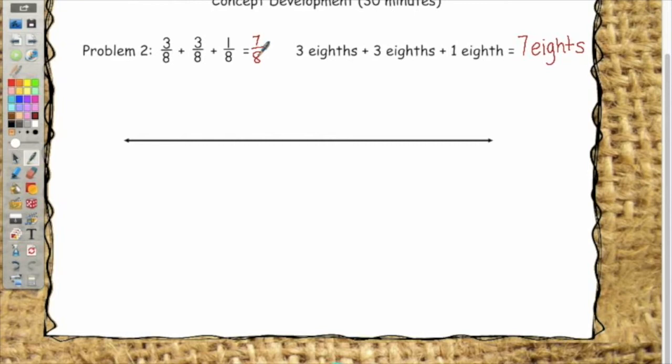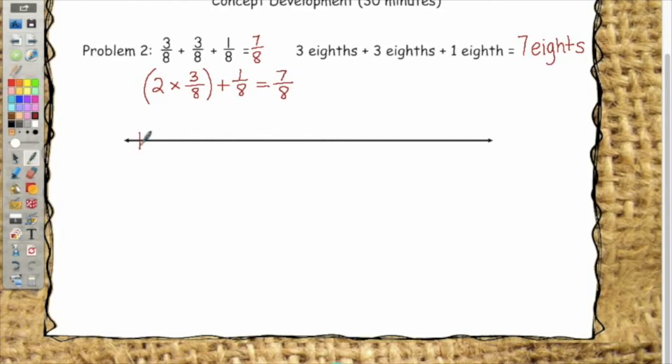I'll repeat the question. How could I use 3/8 plus 3/8 as a repeated addition, turn it into multiplication? How many copies do I have? 2 copies of 3/8 equals 6/8. Plus, can't forget my 1/8, equals 7/8. So that's the multiplication. You can do repeated addition for part of it and then add on to the side.